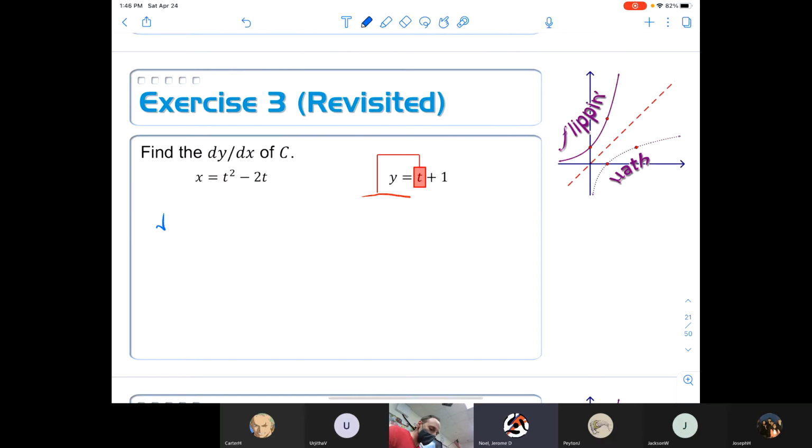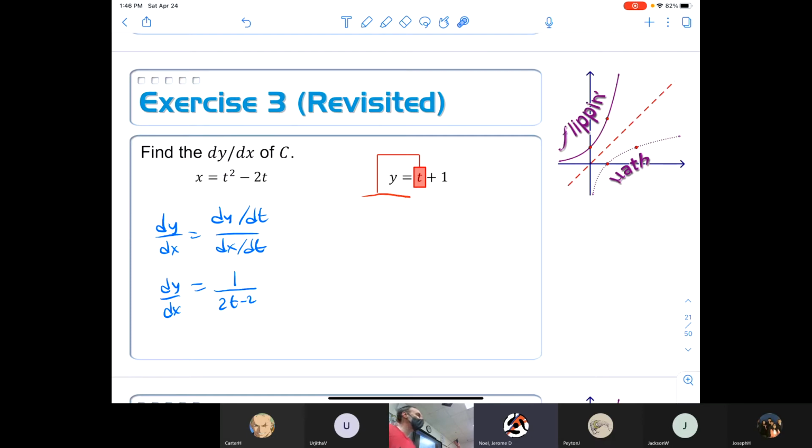Okay, so to find dy/dx, I know that that's supposed to be dy/dt over dx/dt. So what is the derivative of y with respect to t over here? This is 1. That's pretty easy. And then what is the derivative of x with respect to t? 2t minus 2. So here's the derivative of y with respect to x. And now notice that this derivative is a function of t now.